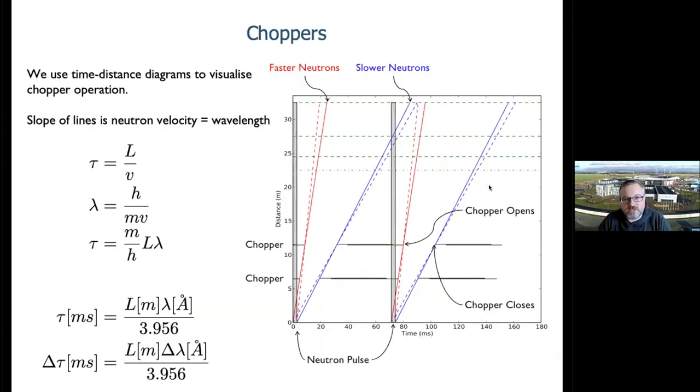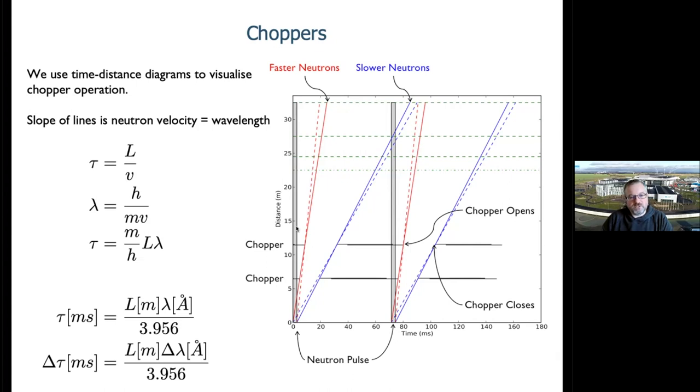And if we look in more detail at how a chopper works, we use what we call time distance diagrams or distance time diagrams, depending upon your preference, to visualize the chopper operation. This is the example of a potential chopper setup for an instrument at ESS. So here we have a neutron pulse 14 times a second, so every 71.4 milliseconds. And the pulse is here.